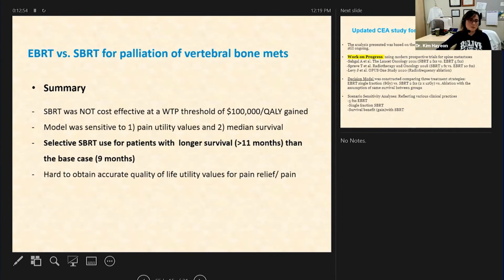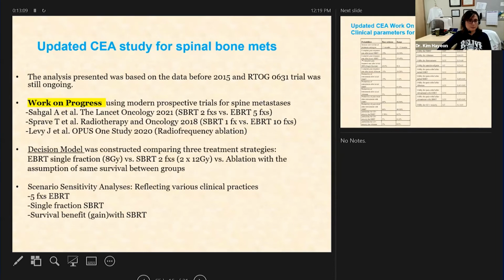However, when median survival was expected to be higher than the base case, selective SBRT used for patients with longer survival was a very economic approach. So now my last part of the cost-effectiveness analysis study for spine mets is that my previous study was published in 2015. That means the RTOG trial was still ongoing, but unfortunately the RTOG trial results came out, and they said that there is no pain relief difference between EBRT and SBRT.